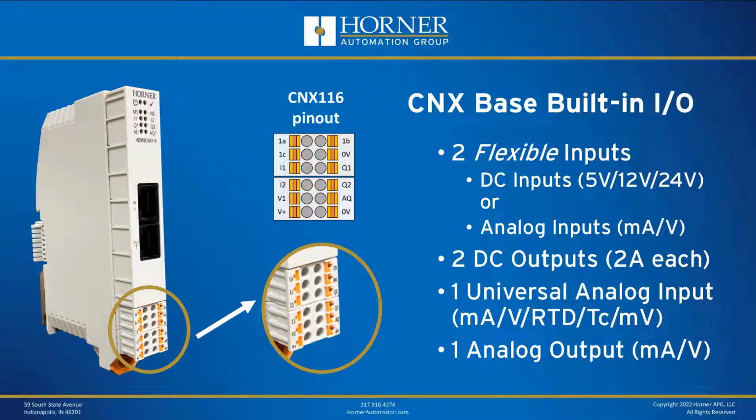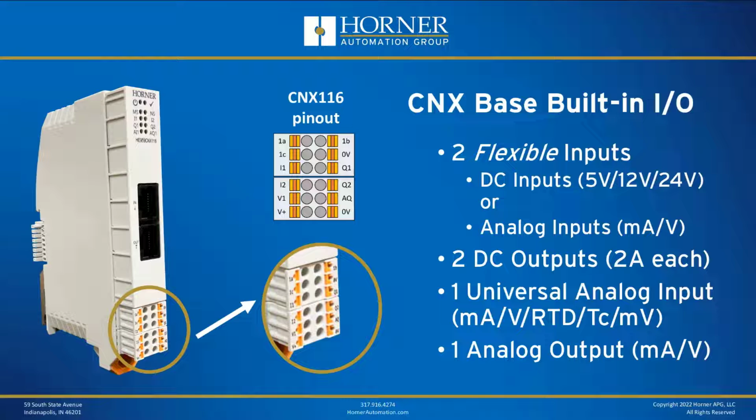And we think that's a big deal. I mean, if you have a need for more analog in your system, you could get up to 3 additional analog inputs and 1 analog output out of that base. The 2 flexible inputs are 12 bits in resolution, and the universal analog input is 16 bits in resolution. And of course, you've got your 12-bit analog output as well.